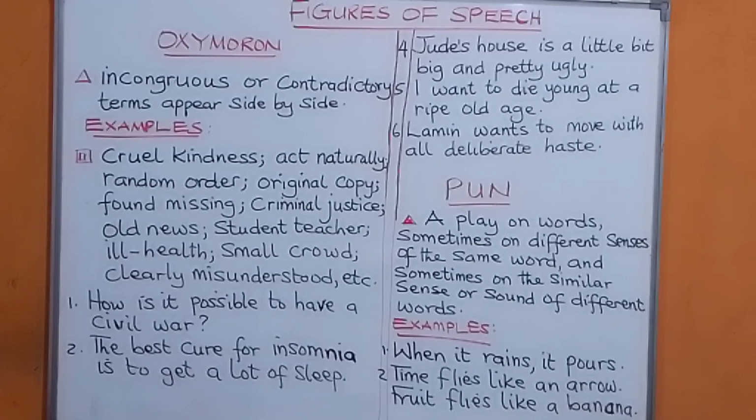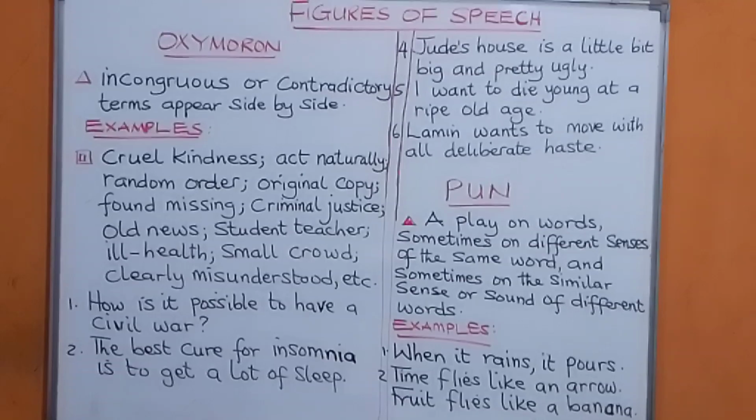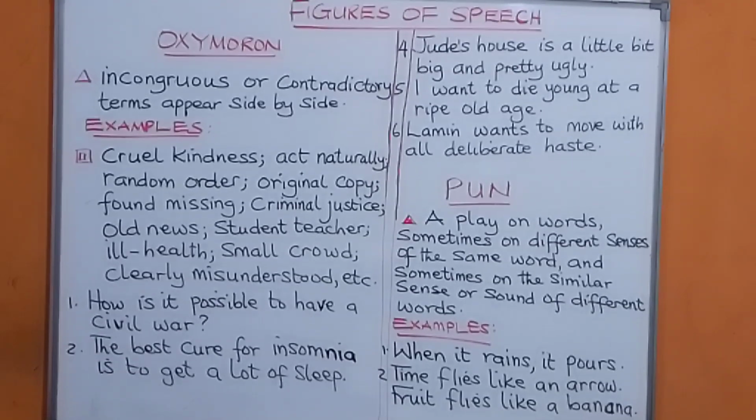And so, our figures of speech today: we have learned oxymoron, using incongruous or contradictory terms appearing side by side. Two opposing terms appearing side by side, like original copy, found missing, criminal justice, old news, student teacher, ill health, small crowd, clearly misunderstood, civil war, pretty ugly, a little bit big, die young at a ripe old age, and move with all deliberate haste. You are saying deliberate and you are saying haste.